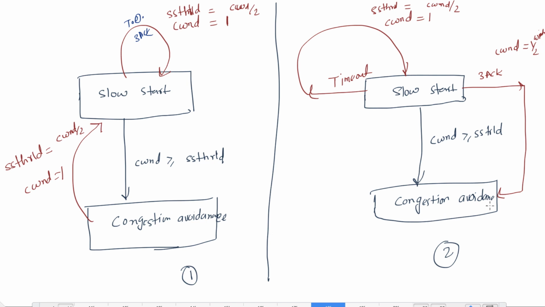So similarly, if there are three ACKs, then you will be going to the congestion avoidance phase, which means in the case of three ACKs, this will be the self loop, and in case of timeout, you will be going to the slow start. So I'm just showing with only one arrow what is happening at the slow start if there are three ACKs or if there is a timeout.